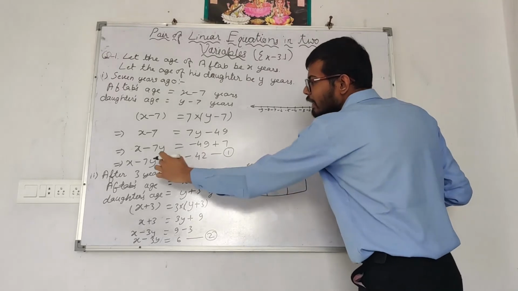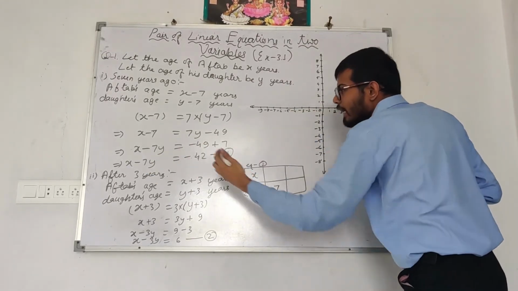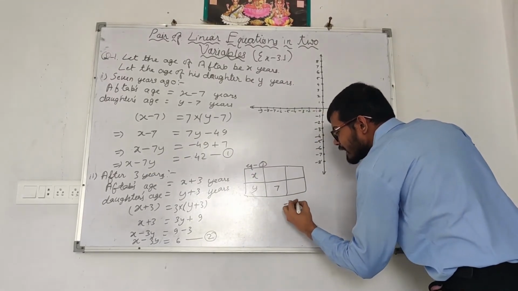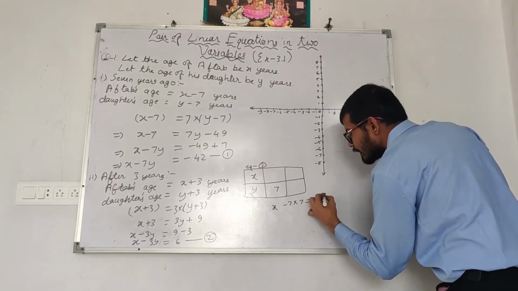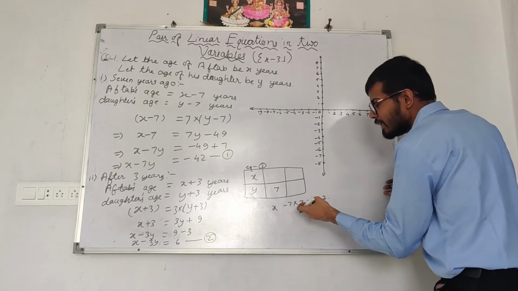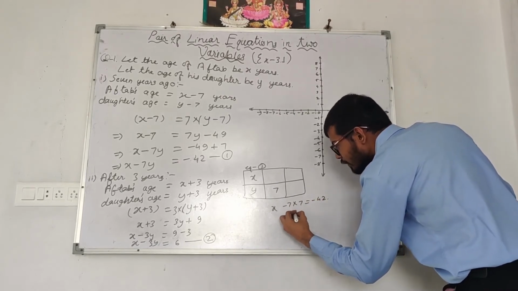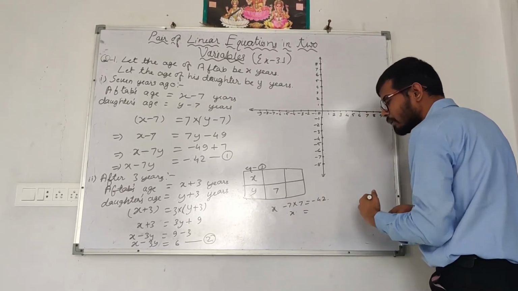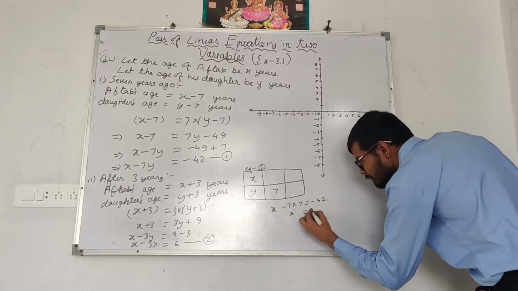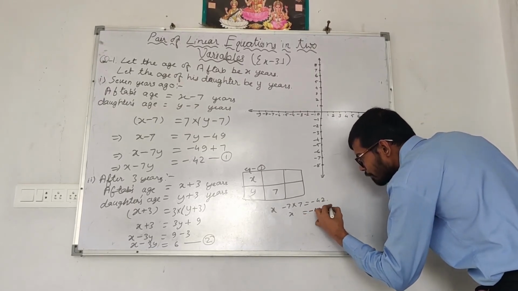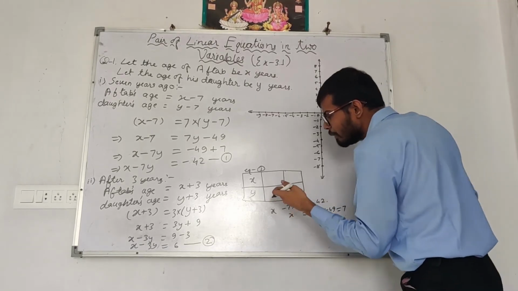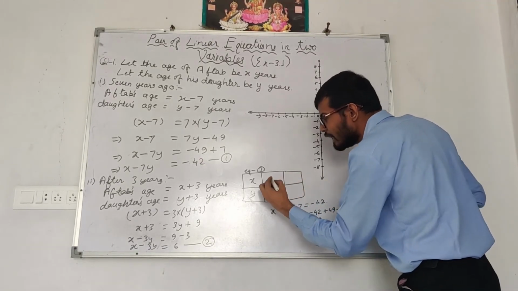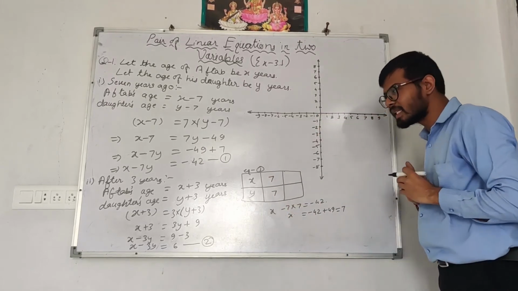If we put y value as 7, then x minus 7 into 7 equals minus 42. So minus 7 into 7 is minus 49. If we transfer minus 49 to the right side, it will become plus 49. So minus 42 plus 49, our answer will be plus 7. So if we put the value of y as 7, then the value of x will also be 7.